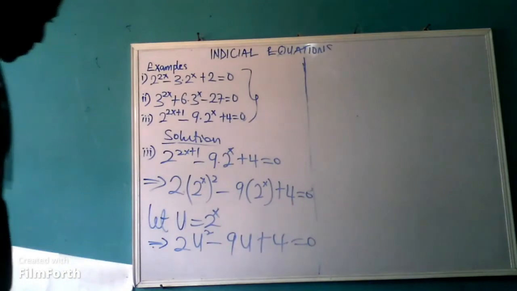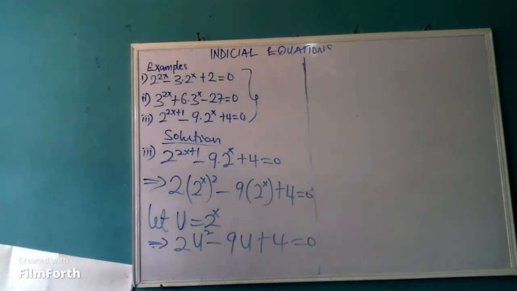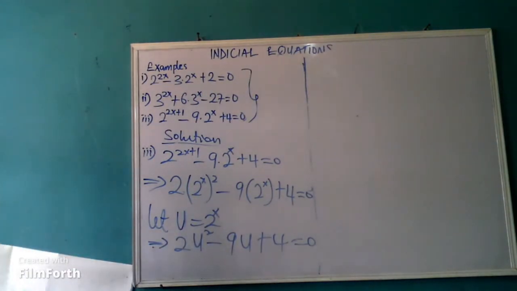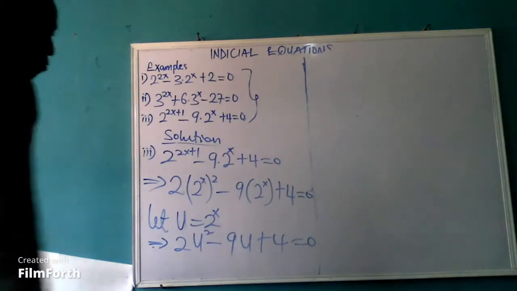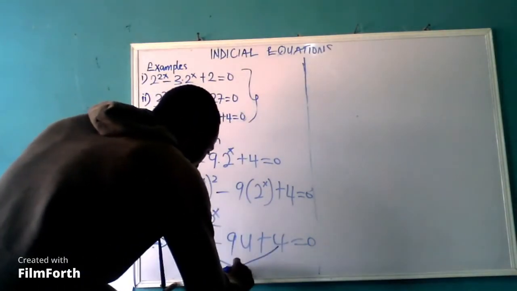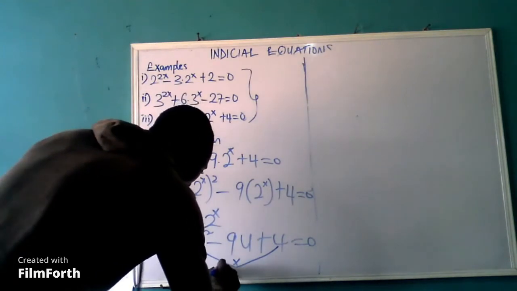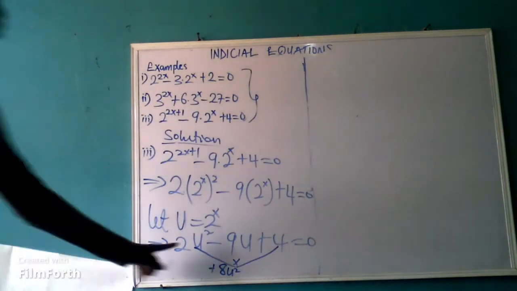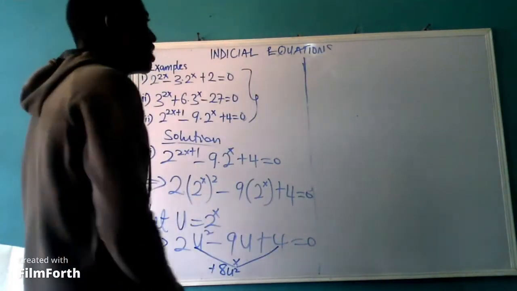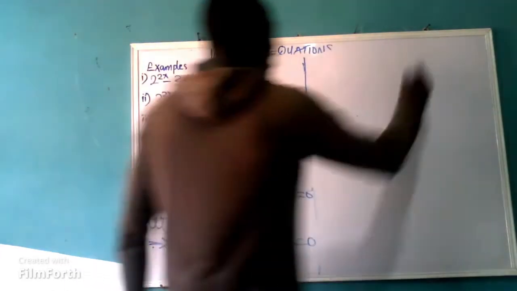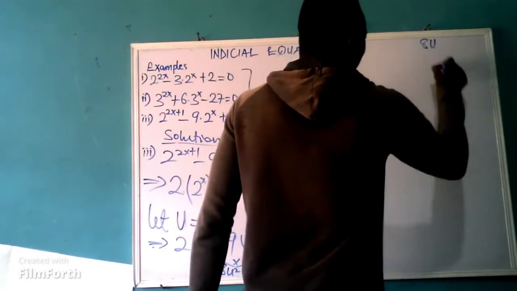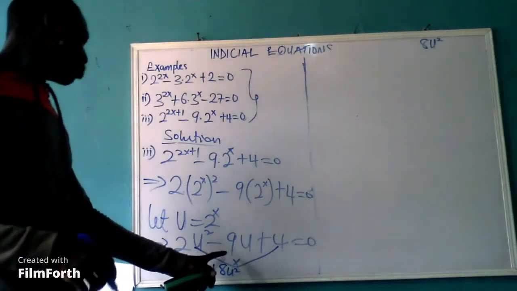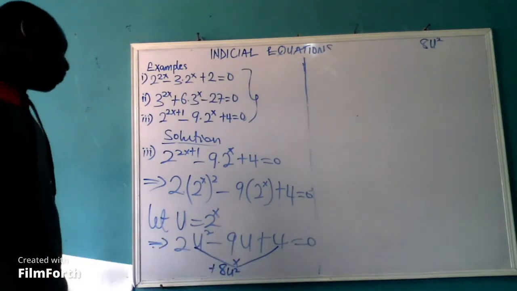Can we factorize it? Let's check if we can factorize it. To factorize this quadratic equation, since the coefficient of u squared is equal to 2, which is greater than 1, we cannot go straight and do the factorization. We have to multiply this and this, which will give us positive 8u squared. If you multiply 2u squared by 4, that will give you 8u squared. And the next question is, what are those factors of 8u squared that when you add them together, they will give you negative 9u?